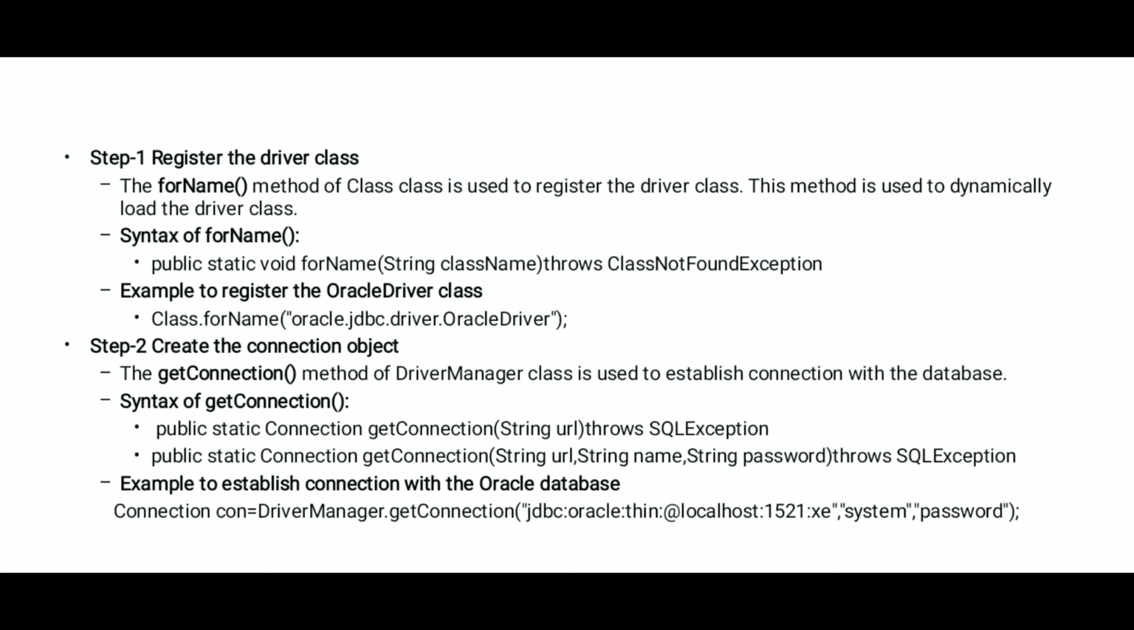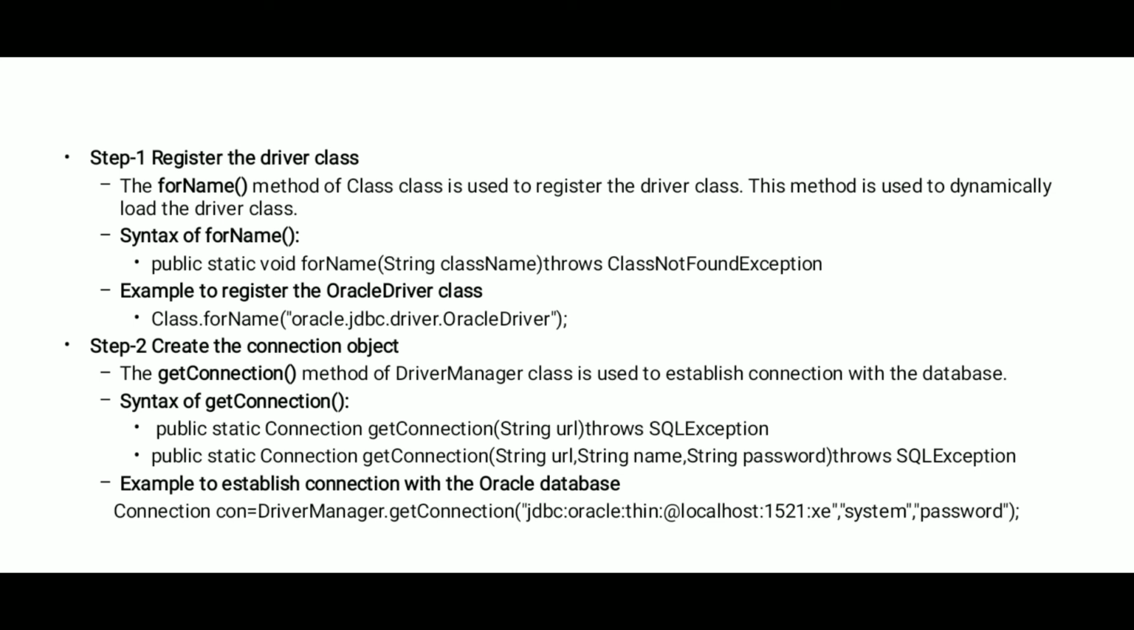In this getConnection method you have to pass different parameters. For example, if a database contains a username and password, then you have to pass the database name, username and password. And if a database does not contain any username or password, then you just have to pass the database path. So method overloading is defined for the getConnection method. In the first type there is only one parameter, that is string URL, and it also throws SQLException if any error occurs.